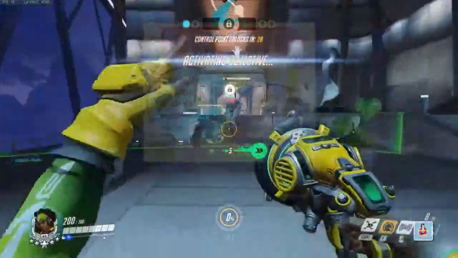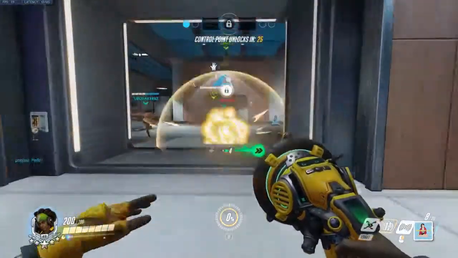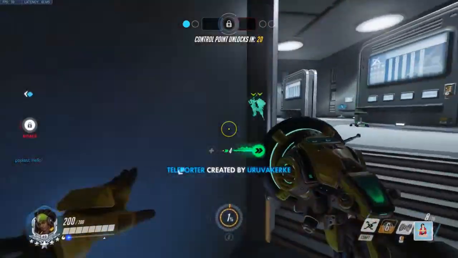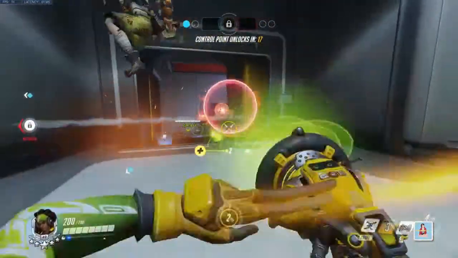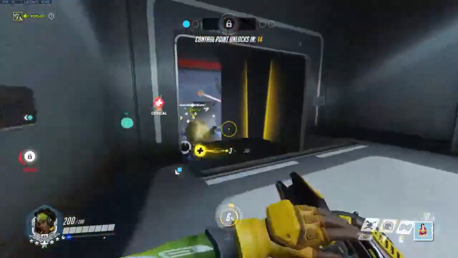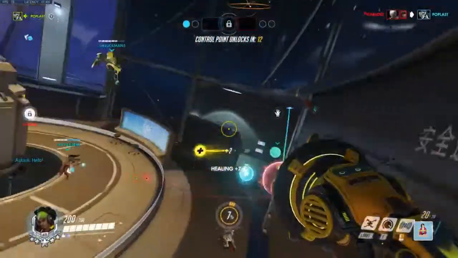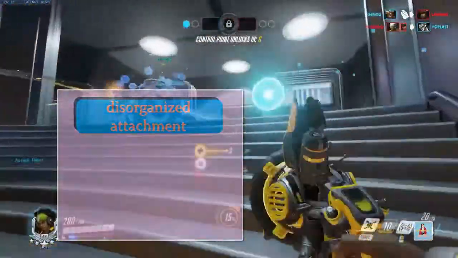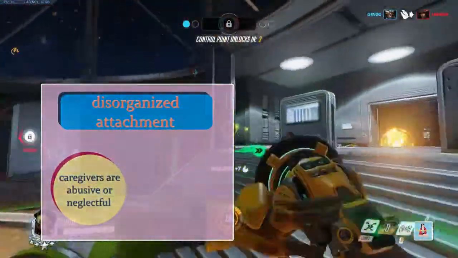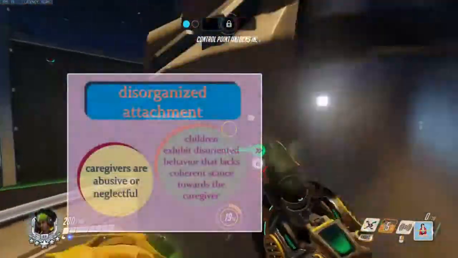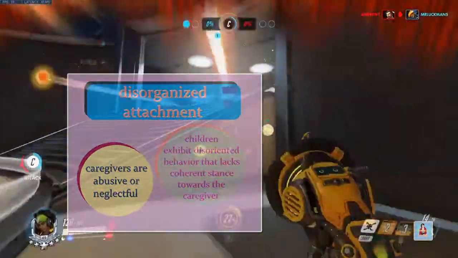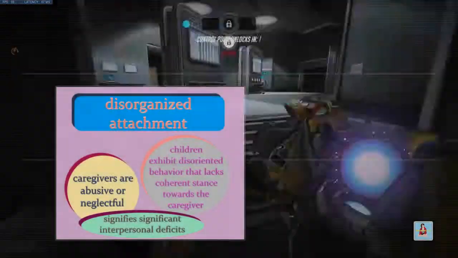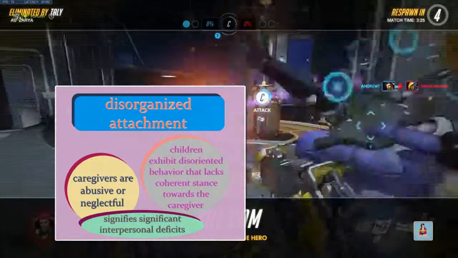So those 3 were like the main ones that she brought up, you know, that are more established, the subsets of attachment types. And then she brought up this last one that I think was added later, but you can always check the article to make sure that I'm remembering that right. And it's called disorganized attachment. Caregivers are abusive or neglectful, so children exhibit disoriented behavior that lacks coherent stance toward the caregiver. And it also signifies significant interpersonal deficits.